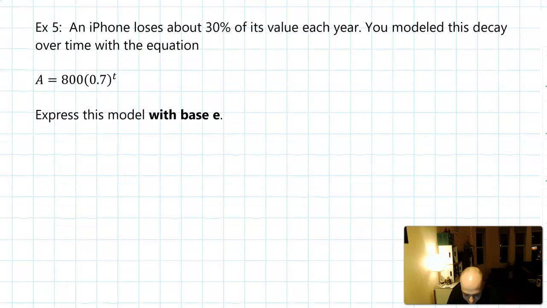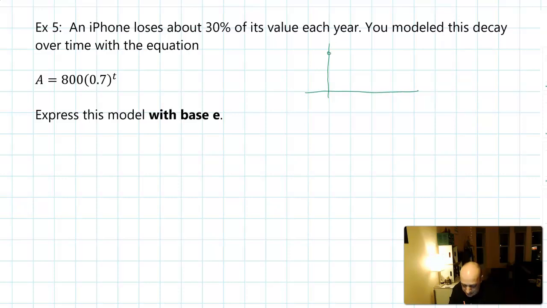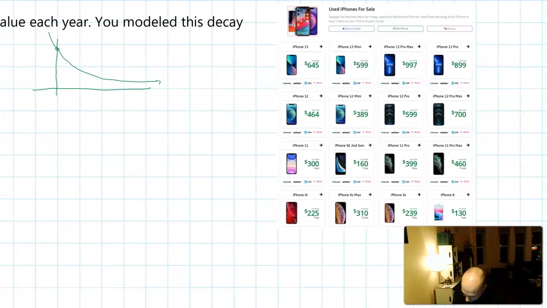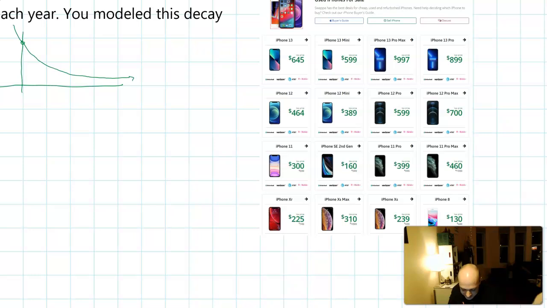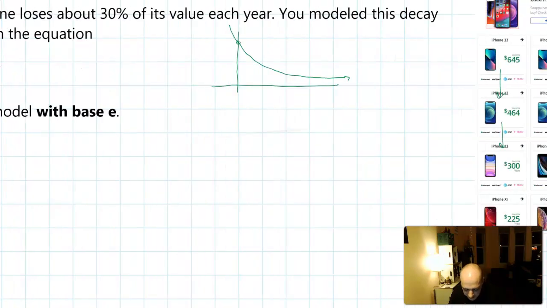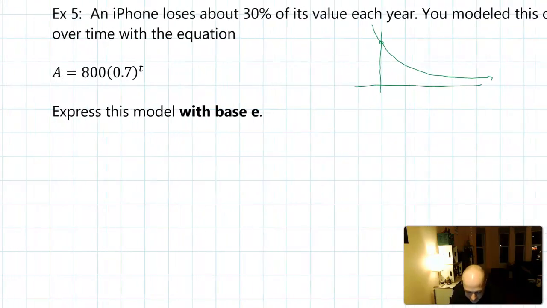An iPhone loses about 30% of its value each year. That's called depreciation, and it is also something that behaves like an exponential decay model. If you've ever looked up the value of an old iPhone, it's not zero, right? It's not expensive, but it's not zero because these things do hold their value. And cars depreciate. A lot of things depreciate. I actually looked some of this up, and you can see, I didn't fit an exact curve, but it does go down by about 30% every year, which means there's about 70% of the value remaining.